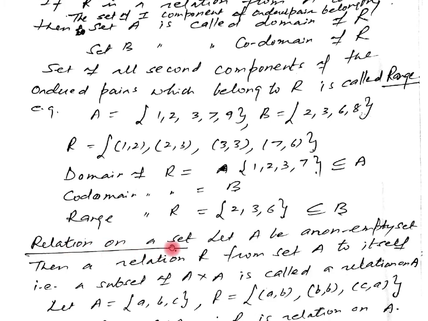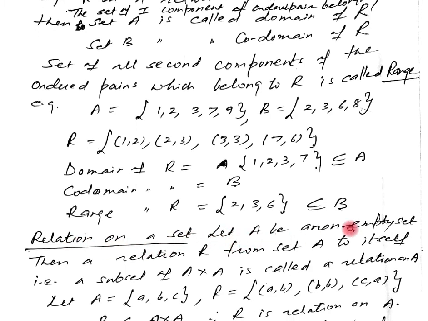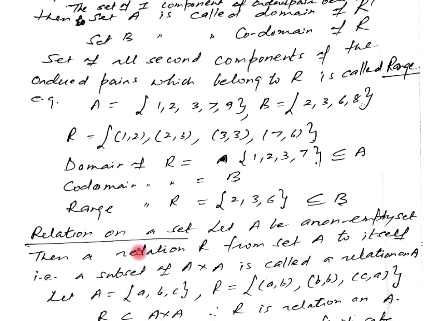Now here, let us see another thing: the relation on a set. Let A be a non-empty set. Then a relation R from set A to itself, a subset of A cross A, is called a relation on A. Earlier we also studied a relation on N, because we took the relation as cube, so both the elements are from N.